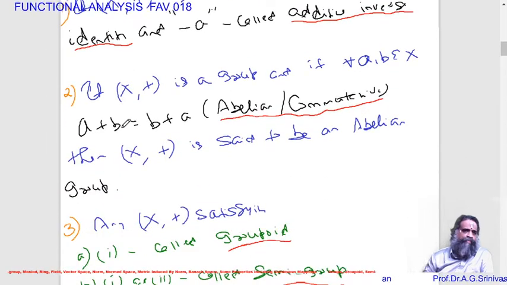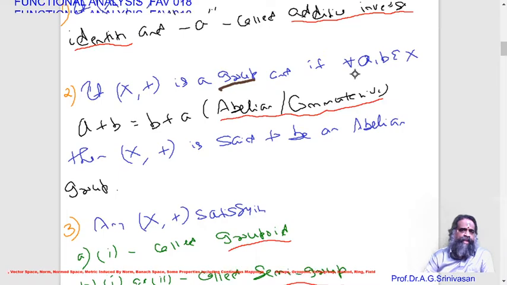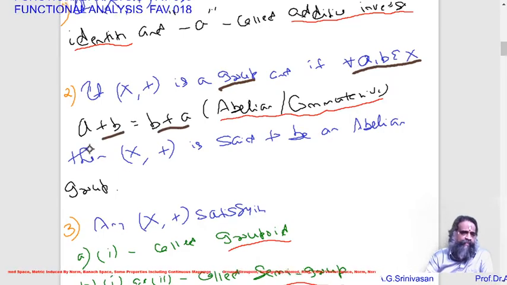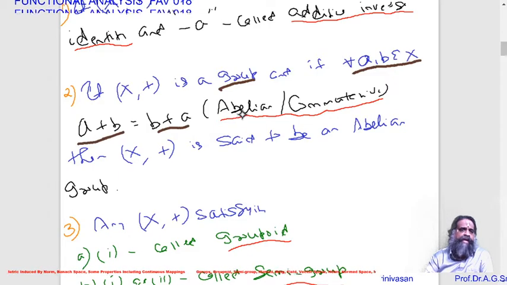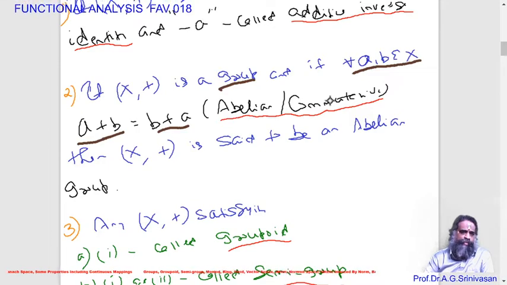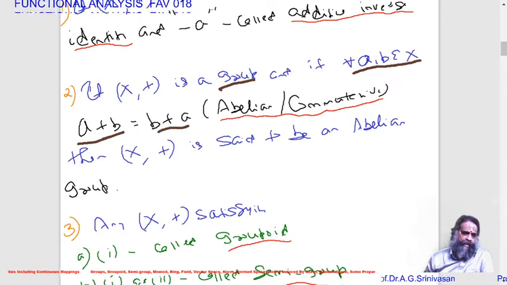Note number 2: if X, plus is a group, it should be a group first. If for every a, b belongs to X, a plus b is equal to b plus a, then the group is called an abelian group or a commutative group.